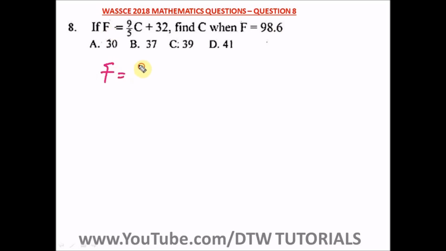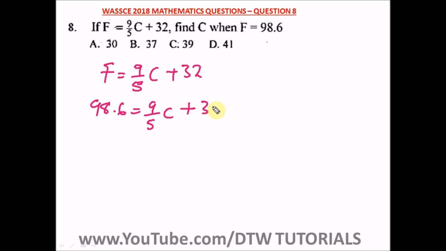So from here, what is F? Okay, let me just write this down. So F is 98.6. So we have 98.6 is equal to 9 over 5C plus 32. So all we need to do is take 32 to this side. We have 98.6 minus, taking plus positive here to be a negative, minus 32 equal to 9 over 5C.